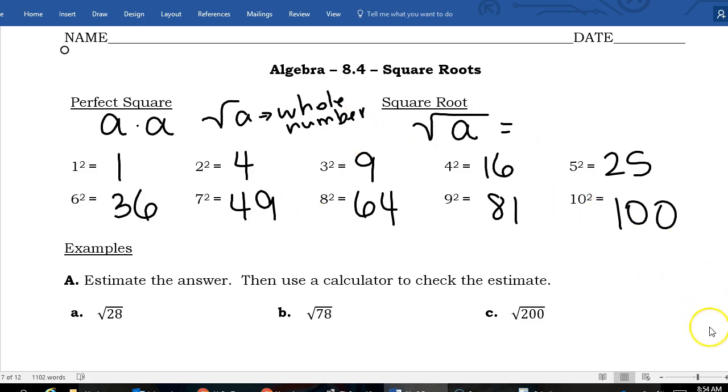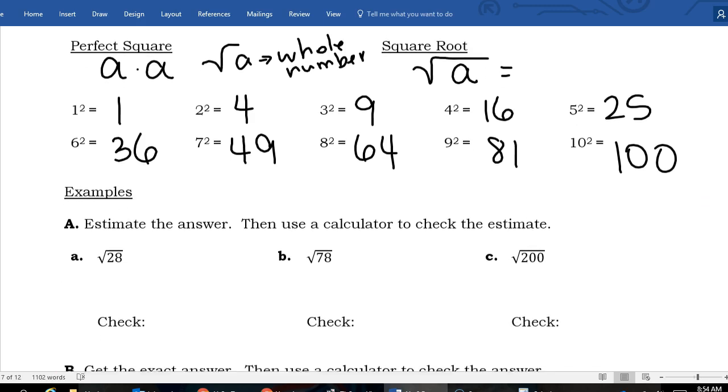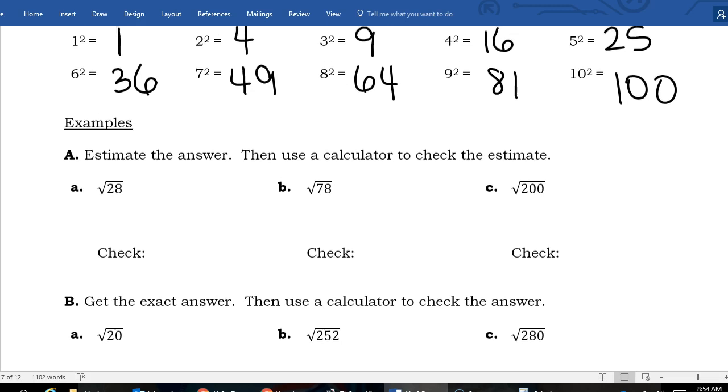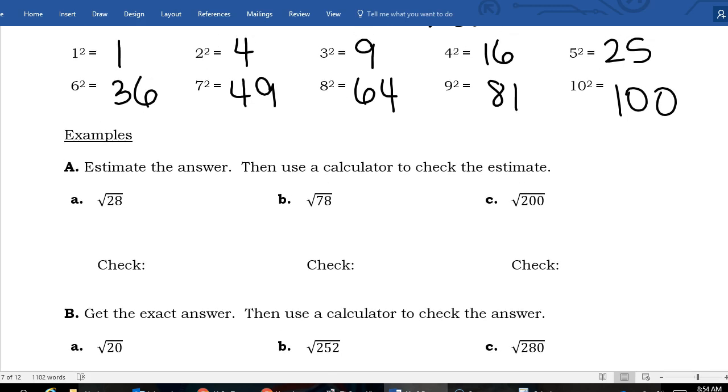So, example A, estimate the answer, then calculate to check the answer. The square root of 28. If I look at my list of perfect squares, I'm going to find which set of perfect squares 28 falls immediately between. So 28 falls immediately between 25 and 36. So I know the square root of 28 should be somewhere between 5 and 6. It's going to be 5 point something.